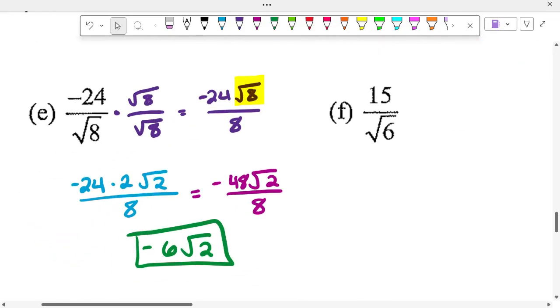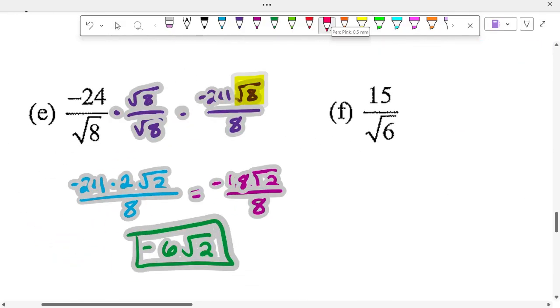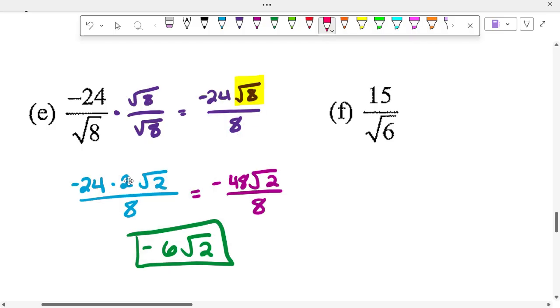Over here, I took out the 4 because 4 times 2 is 8, but I still wrote it as 4. I should have written it as 2 because the square root of 4 is 2. But you know what, guys? The process is still the same. Even though I used the wrong numbers, the process is still the same.